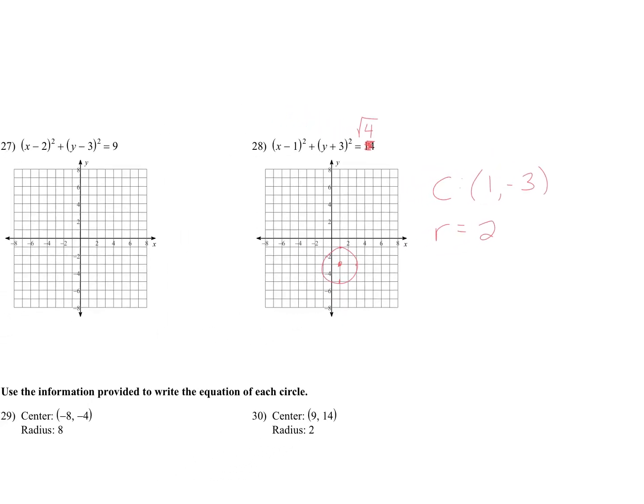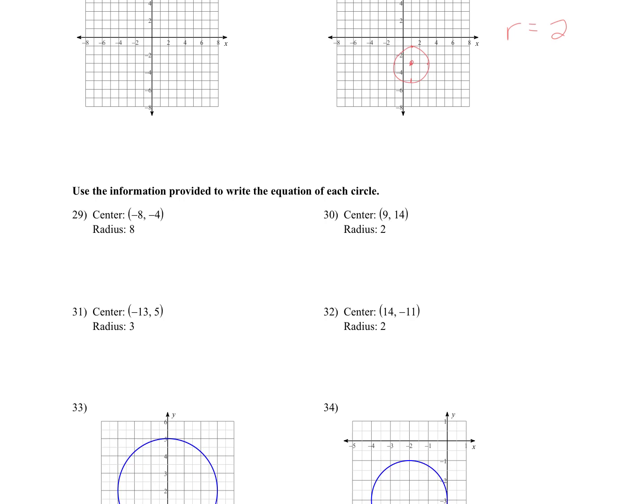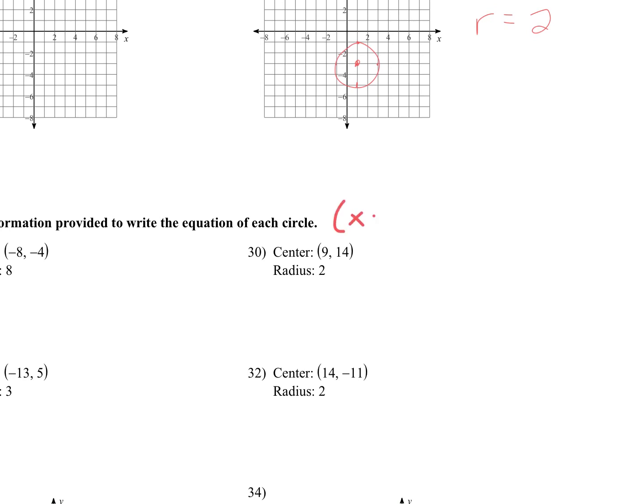So now the last section, we're writing our equations. Okay, I want to look at number 31. First, I want to write the formula. Remember that the formula you're following is (x - h)^2 + (y - k)^2 = r^2. Okay, those are the equations that you're using.